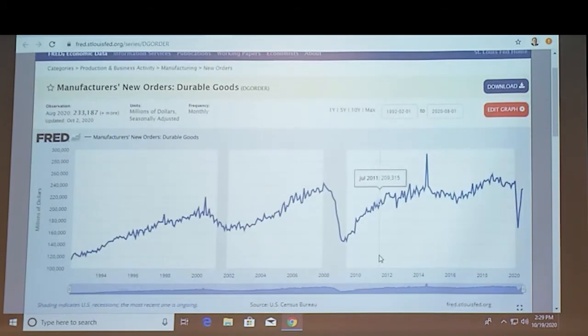What do we have here? Manufacturers' orders for durable goods. So how many millions of dollars of orders are there for new goods? And we see this increasing over time. Notice manufacturers, 2008 through 2009, people weren't buying stuff. People were not buying, in particular, what kind of stuff? Durable goods. What kinds of goods are durable? Cars, houses, factories. Okay.